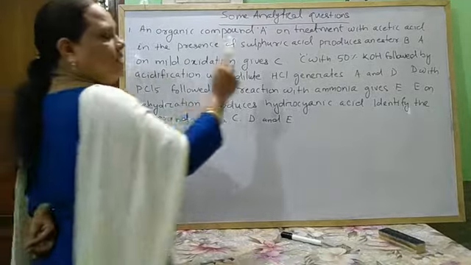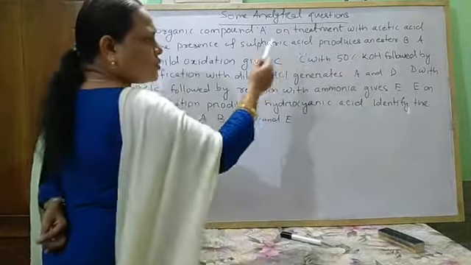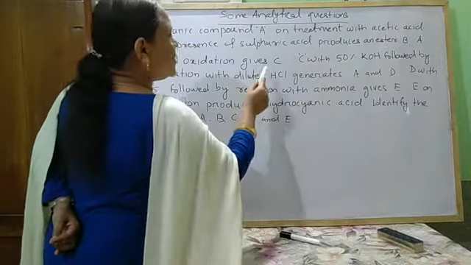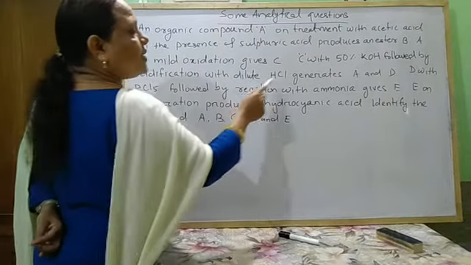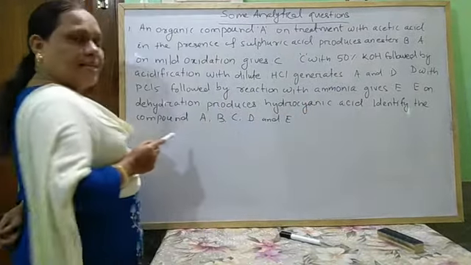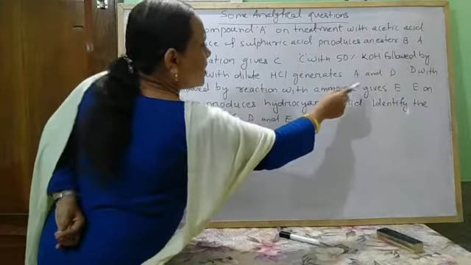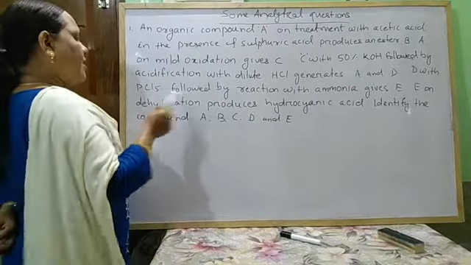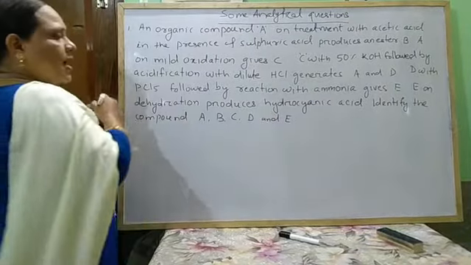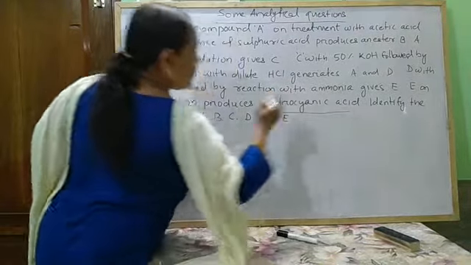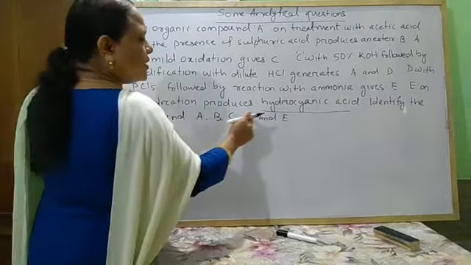Because it undergoes self oxidation and self reduction. So in reduction it again gives alcohol, and in oxidation it gives the potassium salt of acid, which on acidification gives the acid, and D with PCl5 followed by reaction with ammonia gives E. It may be an amide, and E on dehydration produces hydrocyanic acid. As it is given hydrocyanic acid, this is the clue. Identify the compounds A, B, C, D, E.